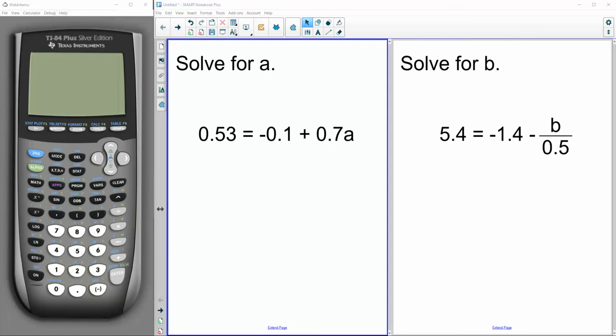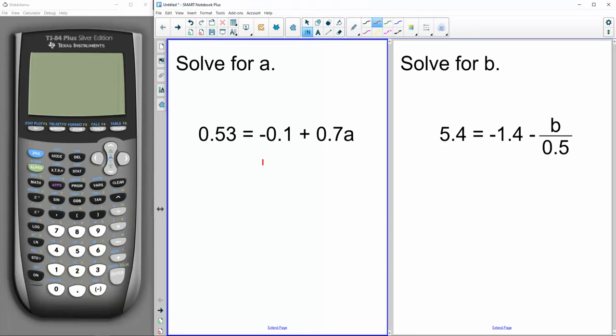So students, we're going to do a couple of examples of solving two-step equations. Here on the first one, it says solve for A, and I can see that A is being multiplied by 0.7 and then added to negative 0.1, and the result is 0.53. So what we're going to do is undo some operations.